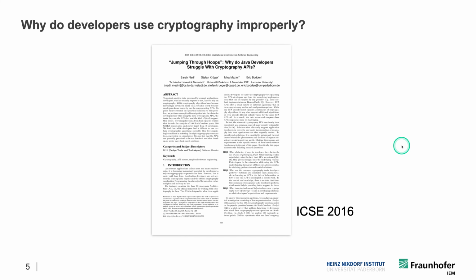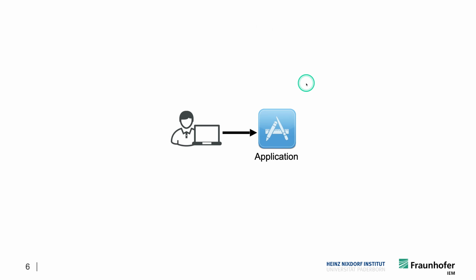And so that's why we also went into this field and actually conducted this first study at ICSI 2016, where we really looked into why Java developers, in particular, struggle with cryptography APIs. Basically, we looked into application developers, right?